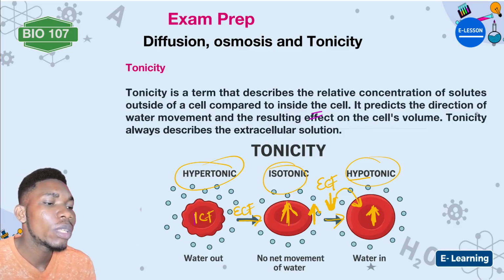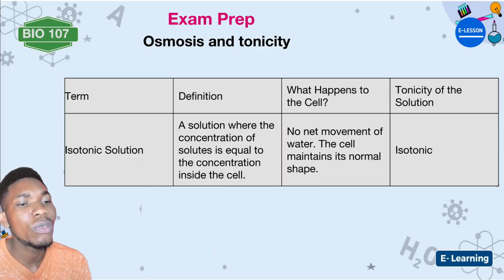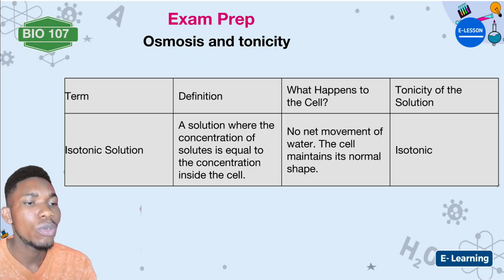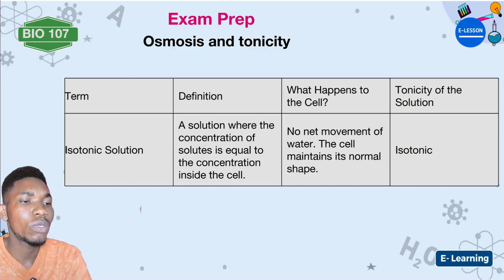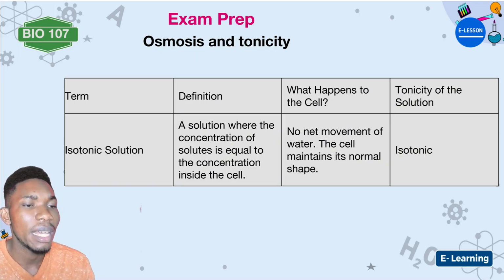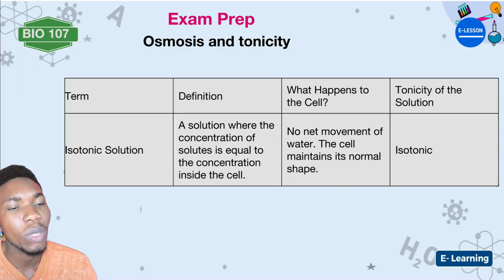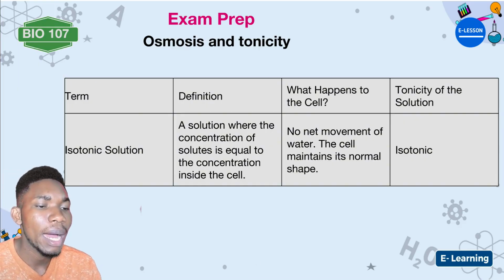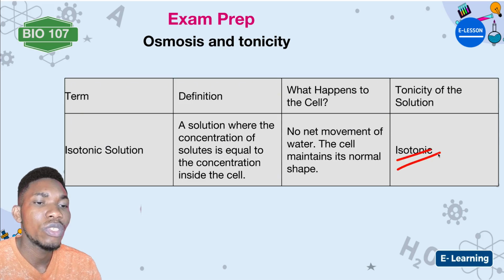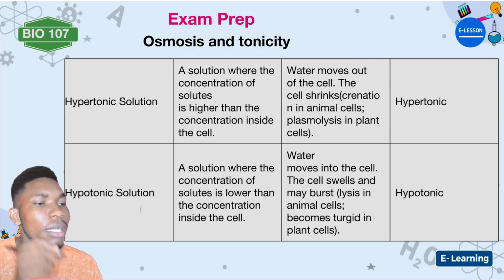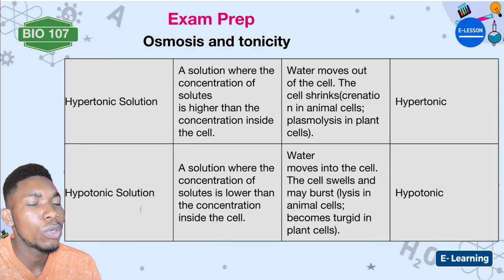All right. Now, what is the implication? Isotonic solution. We have it here. That is a solution where the concentration of solute is equal to the concentration inside of the cell. There's no net movement of water, and the cell maintains its normal shape. We say such a solution is what? Isotonic.